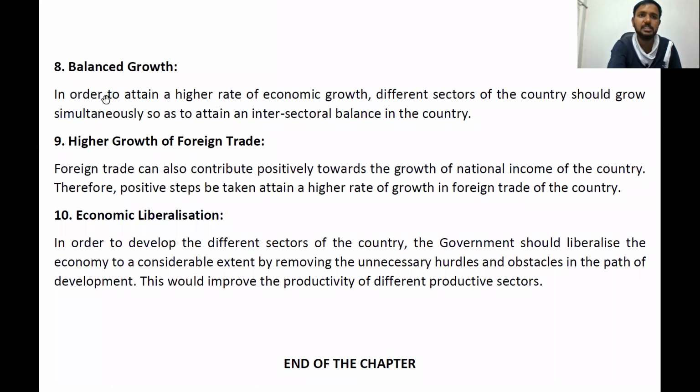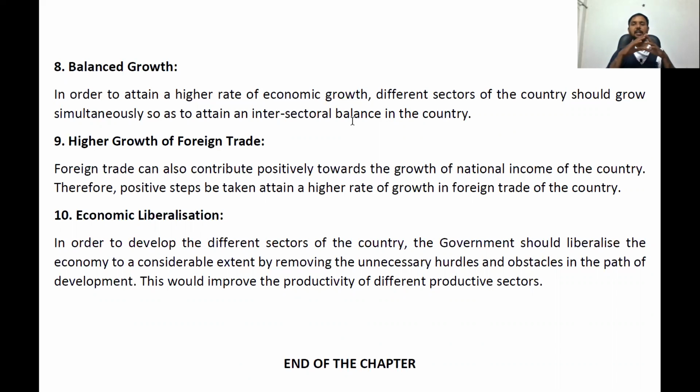Now the next thing is balanced growth. In order to attain a higher rate of economic growth, different sectors of the country should grow simultaneously so as to attain inter-sectoral balance in a country. In our country, we have the major contribution from the service sector and the agriculture sector. But from the industrial sector, we have less contribution in our national income. So we also need to maintain the balance of each and every sector.